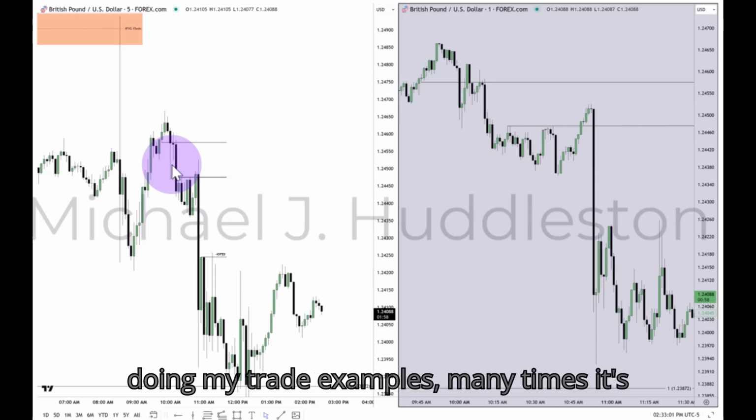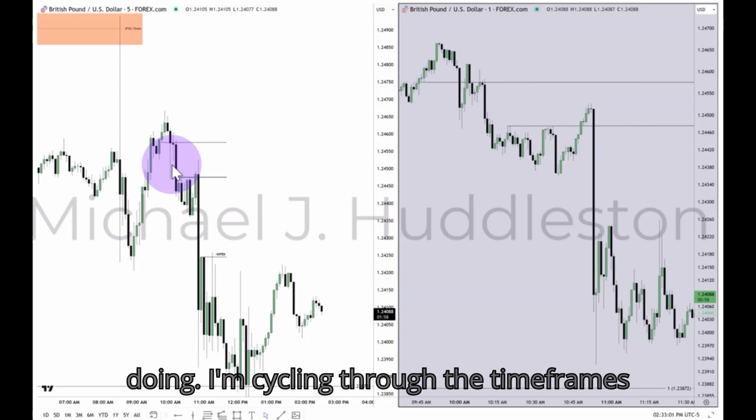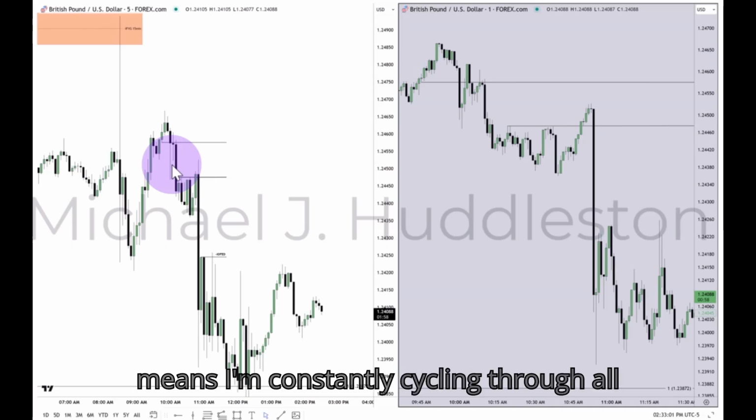Now, when you see me doing my trade examples, many times it's just me showing you on a 1-minute chart, but I'm telling you what I'm doing. I'm cycling through the time frames just like that. So that is my price delivery continuum theory. That means I'm constantly cycling through all those time frames.